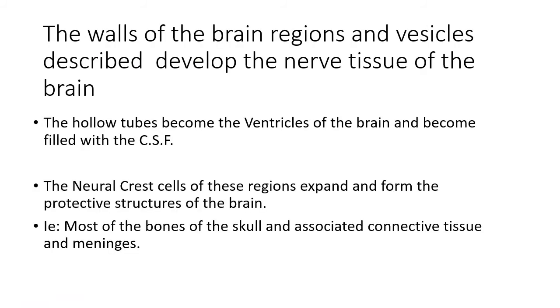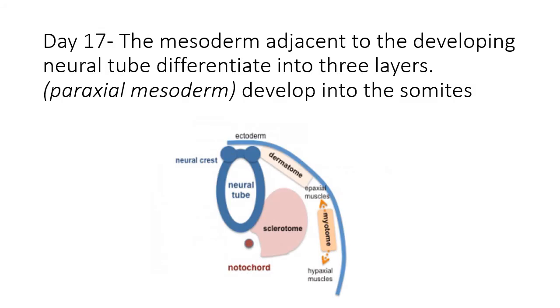So the next thing that we see is the walls of the brain, let's look at those vesicles that we were talking about, the primary vesicles and the secondary vesicles. The walls of them will develop into the nerve tissue of the brain, and then the hollow tubes become the ventricles of the brain, and that's where the cerebrospinal fluid is produced and stored and flows and gets filled with it. The neural crest cells expand and form the protective structures of the brain. So most of the bones of the skull and the associated connective tissues and the meninges would be formed from neural crest cells.